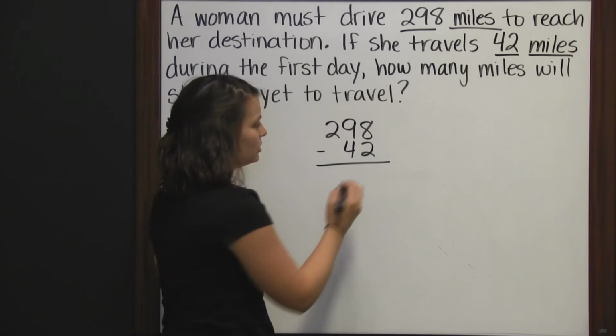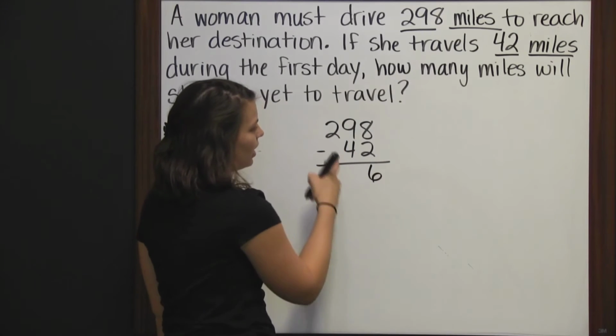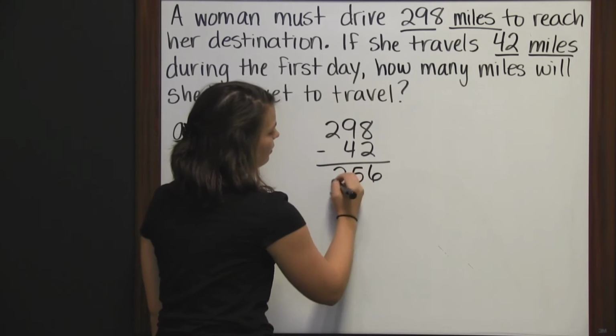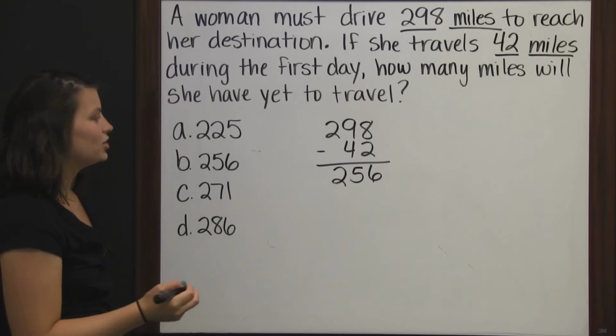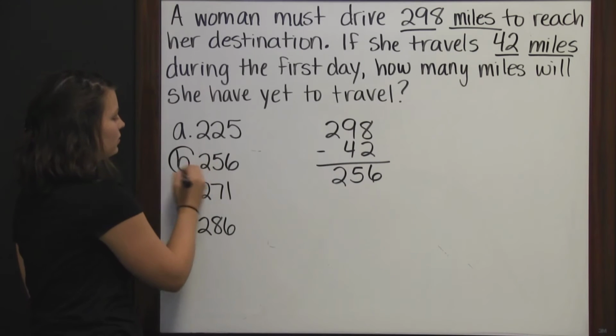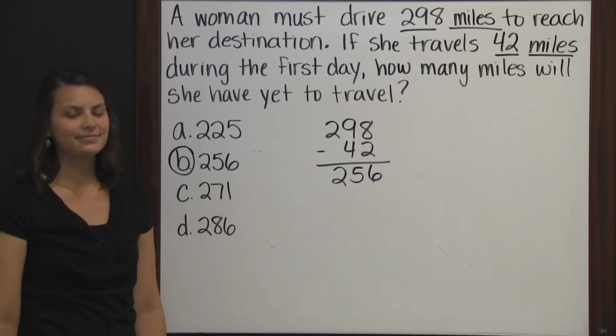8 minus 2 is 6. 9 minus 4 is 5. And we bring down the 2. That means she has 256 miles left to travel. Answer choice B.